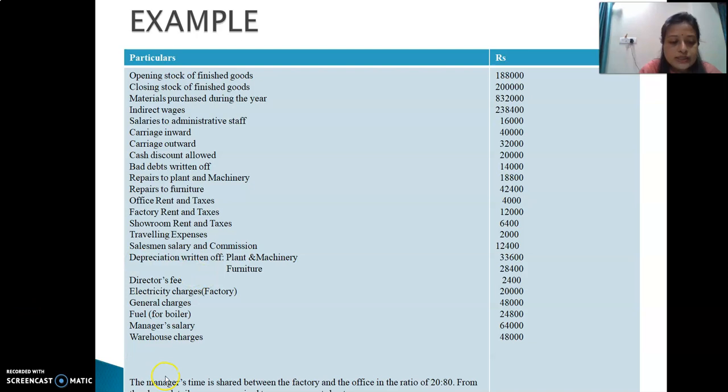Now in this question it is given that the manager's time is shared between the factory and the office in a ratio of 20:80. From the above details, you are required to prepare a cost sheet. So the manager's salary will be divided in a ratio of 20:80. 20% of the manager's salary will be recorded under factory overhead, and 80% will be recorded under office and administrative overhead.